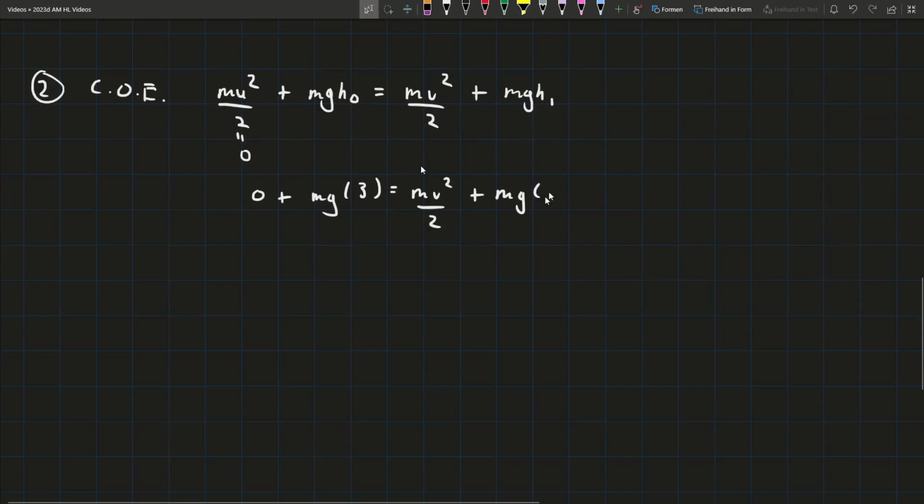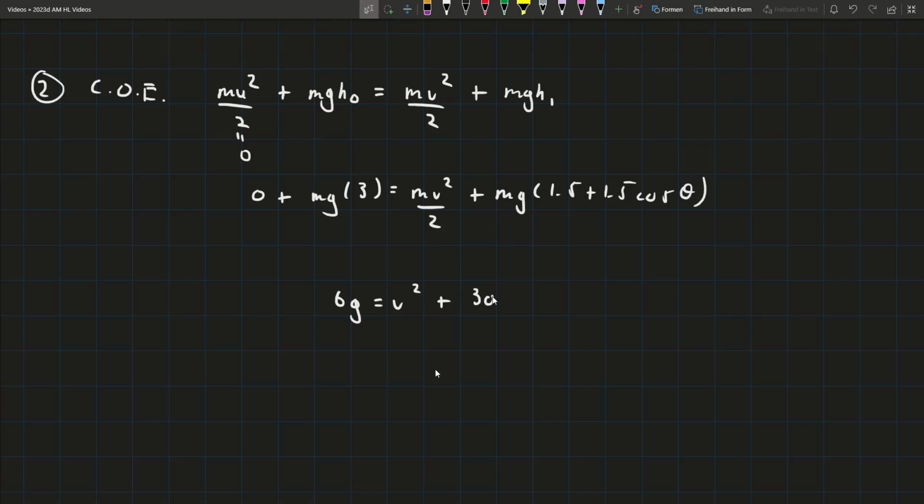So mg times 1.5 plus 1.5 cos theta. We can divide across by m, and we get 3g equals v squared over 2. I might multiply across by 2 as well, actually, to make things easier. So we can say that 6g equals v squared plus, and we'll multiply this by 2, we can factor out a 1.5. We can say 3g times 1 plus cos theta. Sorry if I went through that a bit fast. You can do the simplifications yourself.